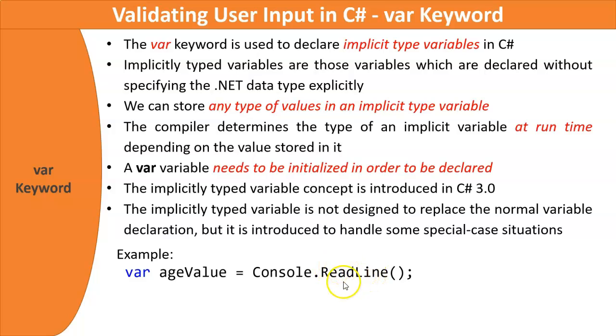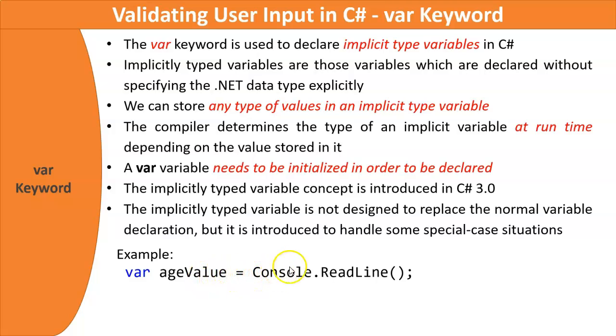If you enter a string type value, when you run this application, then the variable age value will be considered as string type. That means a variable declared using var type can take any form of data at the time of running the application, and based on that data, the data type of the variable will be considered at runtime of the application. Now the next thing is, a var type variable needs to be initialized in order to be declared. At the time of declaration itself, we need to assign a value or initialize a value into a var type variable. That is what is done over here.